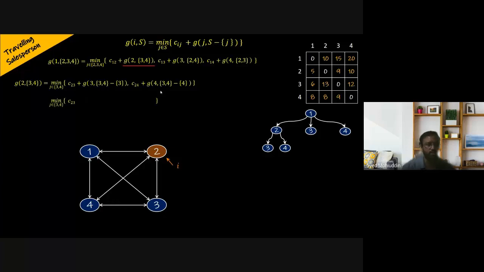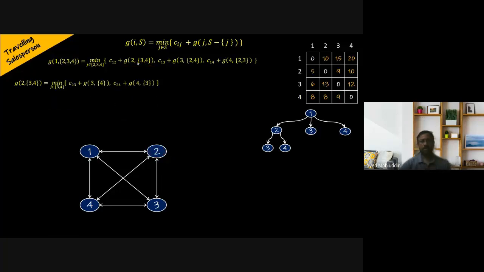So this reduces to C of 2, 3 plus G of 3, and then this set difference will give us the set {4}, the only vertex now remaining to be visited. Then C of 2, 4 for the other part of the equation, plus G of 4, and the set difference gives us 3 as the only vertex. So we have now found, from 2, whether we should go to vertex 3 or vertex 4, which one is minimum, but we still don't know. So let us move further.